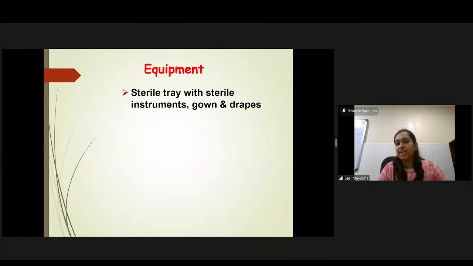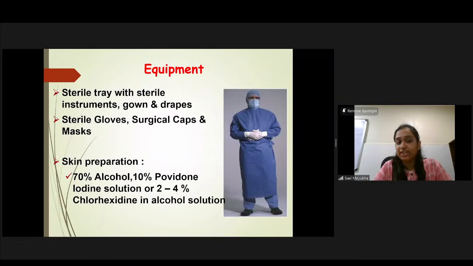What is the equipment required for the central line insertion? You need a sterile tray with sterile instruments, gown, and drape. Sterile gloves, caps, and masks. The skin preparation should be done with either 70% alcohol, 10% povidone iodine solution, or 2 to 4% chlorhexidine. But what all of us use in ICU setups now is chlorhexidine solution.